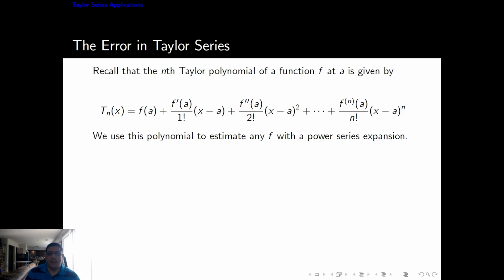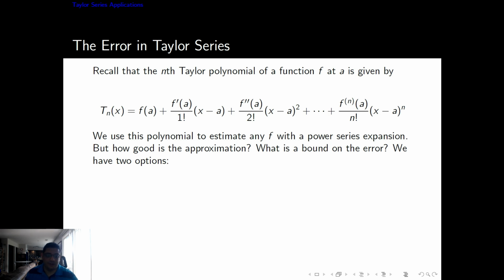Now, if you recall, the Taylor polynomial of a given function f is going to be given by the expression Tn of x being f of a plus f prime of a over 1 factorial times x minus a, plus f double prime of a over 2 factorial times x minus a squared, and we keep adding up to the point where we get the nth derivative of f at a over n factorial times x minus a to the n. We're going to use this polynomial to approximate any f with a power series expansion.